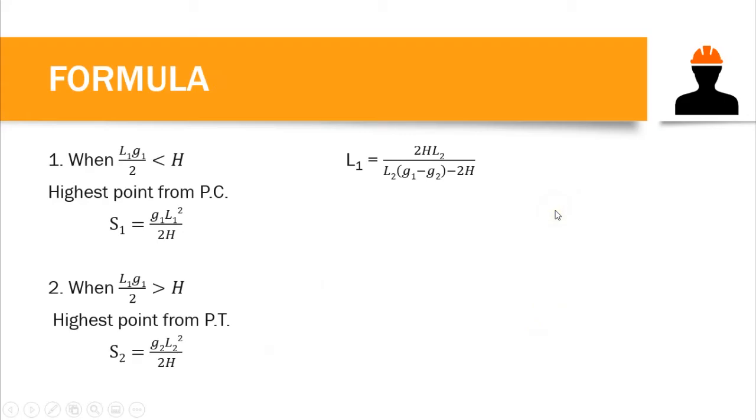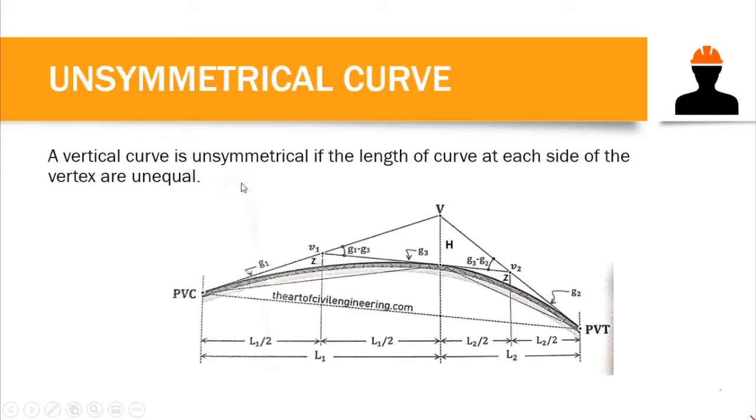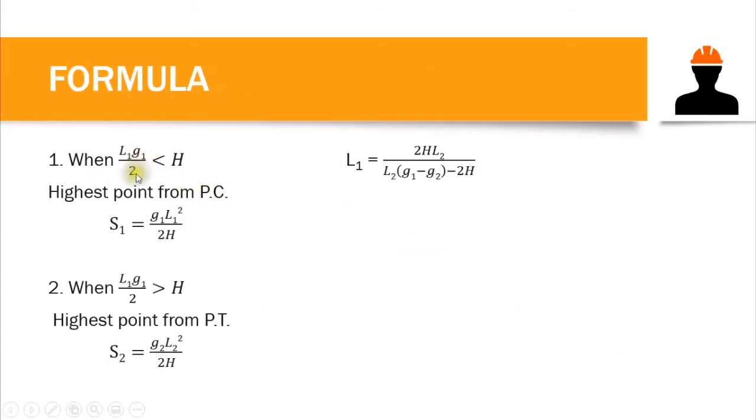But for formula substitution, we have this condition: if length 1 times grade 1 over 2 is lesser than h, where h is the vertical height from the vertex, or the point of intersection of the back tangent and forward tangent, to the curve, that means our highest or lowest point is located from PC. And we have S1 equal to G1 L1 squared over 2H.